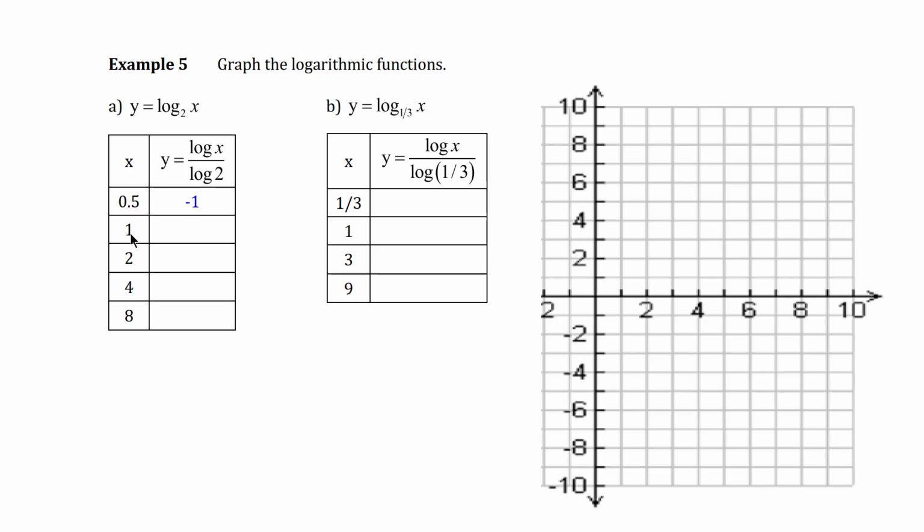For x equals 1, we get the value of 0 for y. For 2, we get 1. For 4, we get 2. And for 8, we get 3. Next, we go ahead and plot these points on a graph.